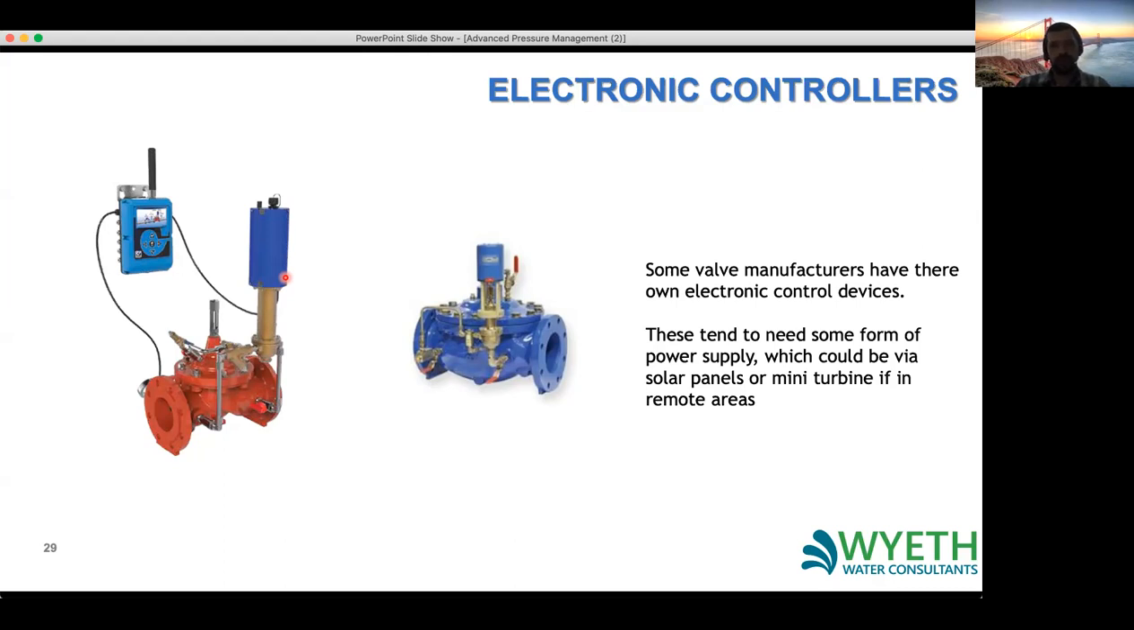So these actuators actually fit on top of the pilots. And as I mentioned, the pilot has got a bolt that you adjust to adjust the pressure, the control pressure. So these actuators will turn and they will turn the bolt to adjust the pressure that way.